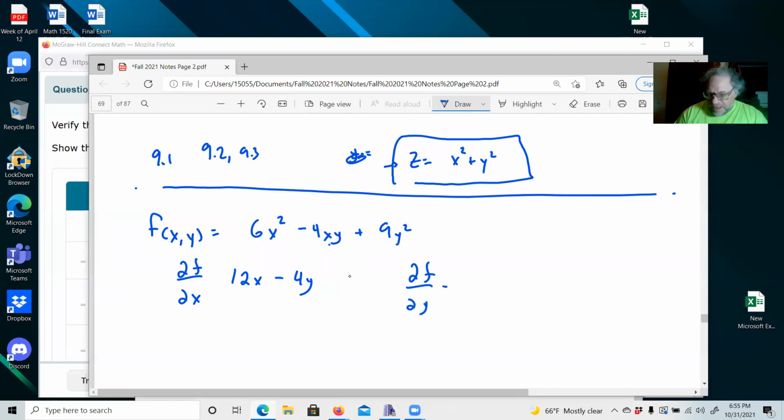df dy, again, x is a constant as far as y is concerned. We get a negative 4x because we're taking the derivative with respect to y. So it's kind of like saying, well, what if we had negative 4 pi y and I wanted to take the derivative with respect to y here? Would this be negative 4 pi? So that's how we're dealing with the x. We're treating it as a constant, y is the variable. Plus we have 18y, okay?